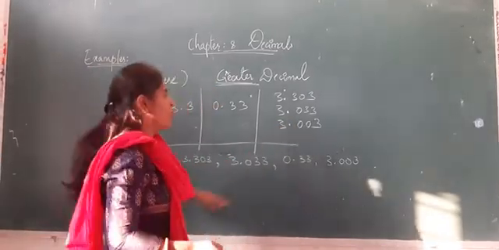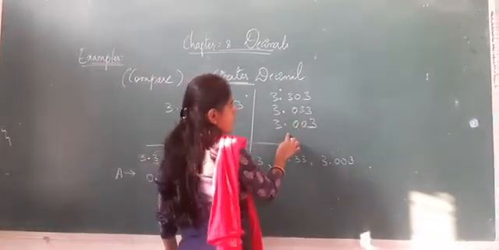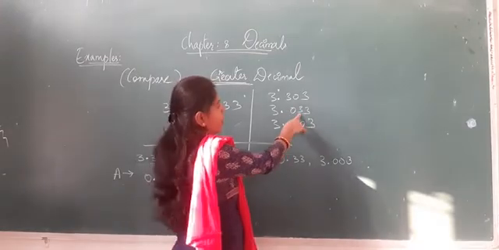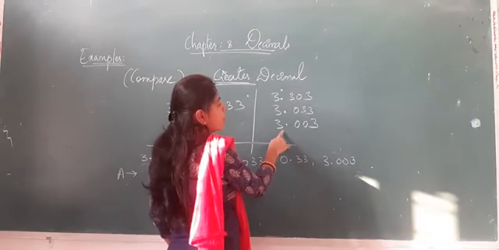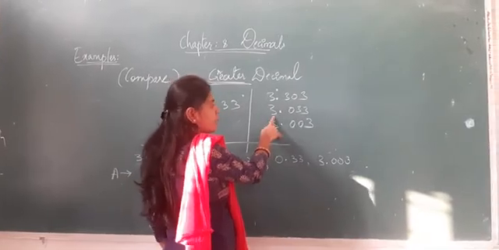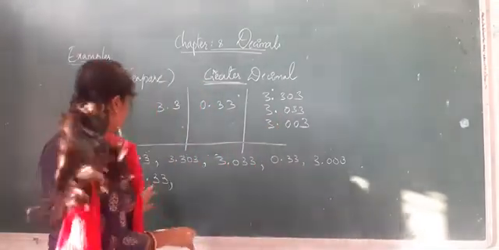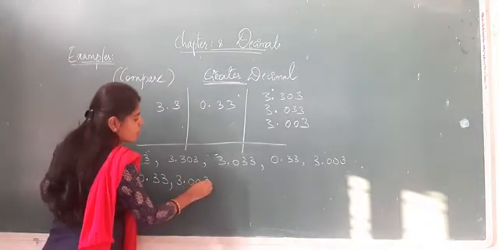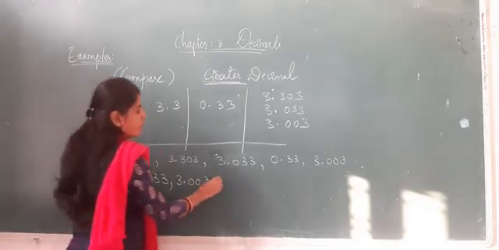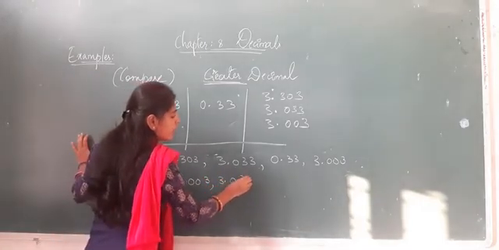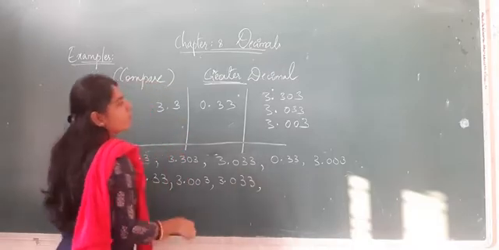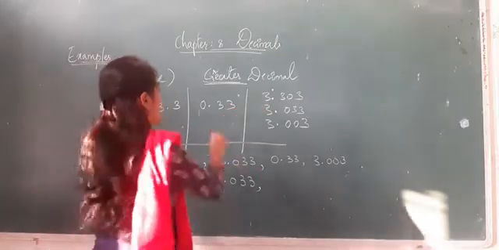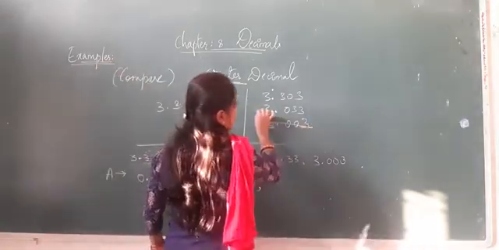That is this one. And now in these two also you have to compare again. In these two, first place is 0, second place is 0. And here we have a 3. So 3.003 comes first and 3.033 comes next. So first is this, second we have 3.003. Next we have 3.033. Next we have to compare the next one.